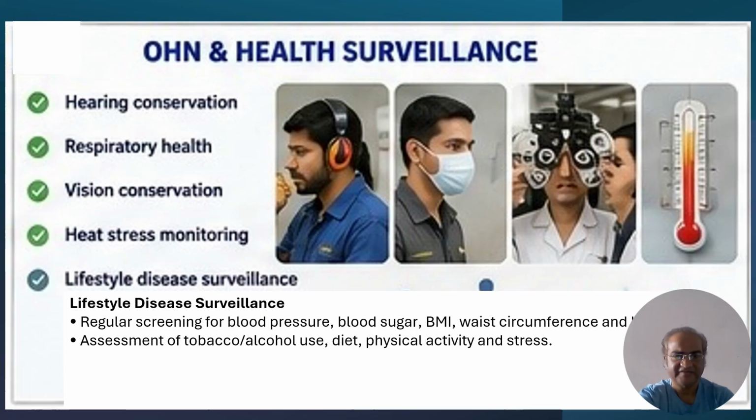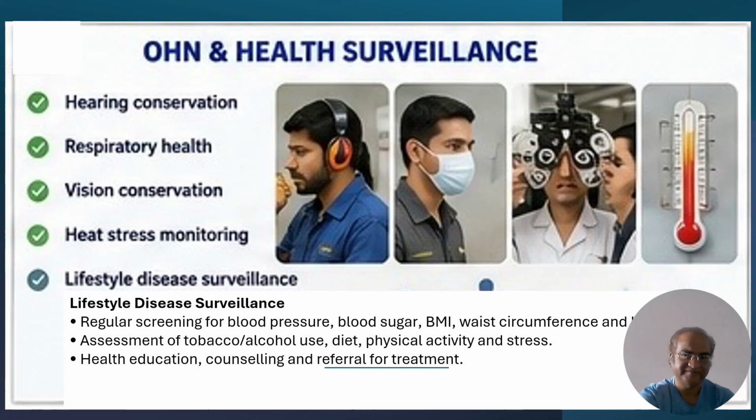Then you need to ask the factory workers how much tobacco and alcohol they are using. Ask them to refrain from it. Ask them for their diet. Advise them for proper nutrition, healthy diet, physical activity, regular workouts, at least 25 minutes exercise is mandatory for all the factory workers every morning. Then any stress if they are having, advise them for stress management. Health education you need to give regularly, counsel them, refer them if required.